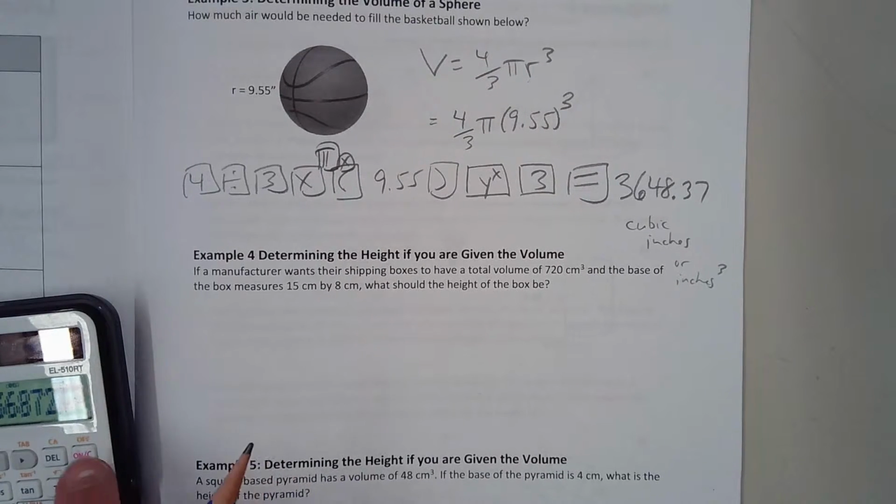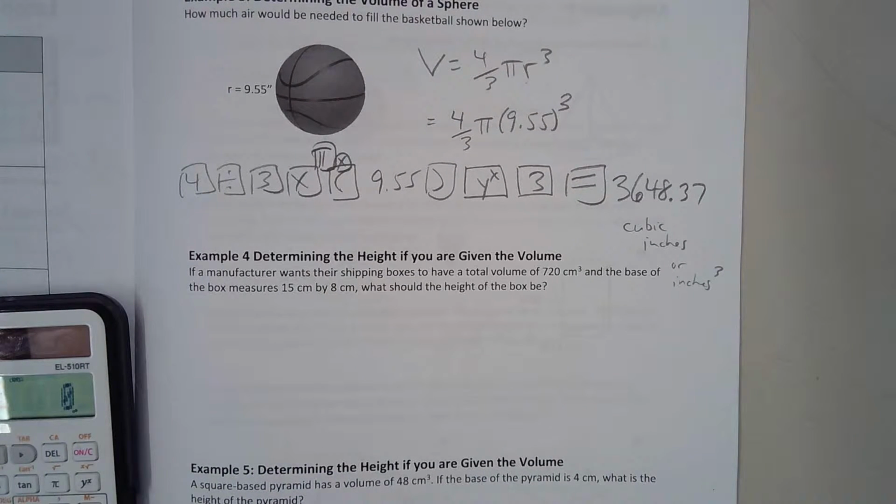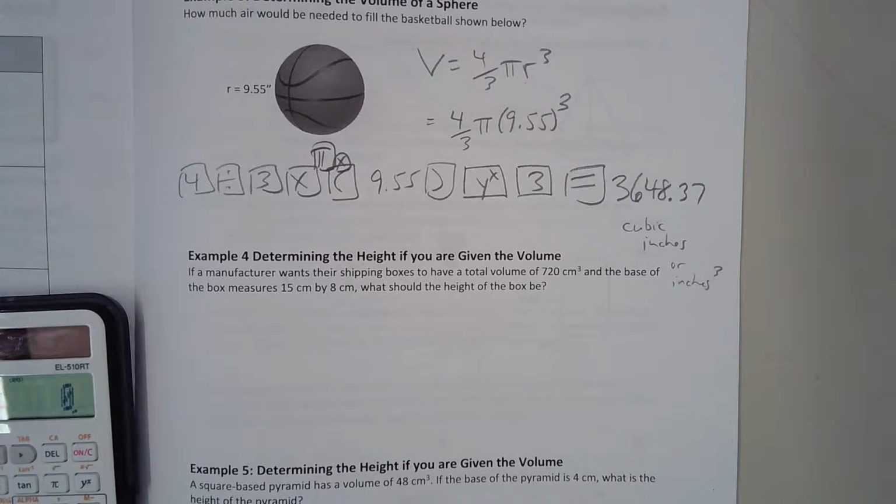Okay, example 4. Determining the height if you're given the volume. So for all of these questions, you're multiplying and dividing a bunch of stuff. If they tell you the volume at the beginning, you might need to do the opposite to get the missing thing. We did that before. That's come up a few times with algebra. When you have the answer at the end and you need something at the beginning, you do everything opposite and you'll find it.